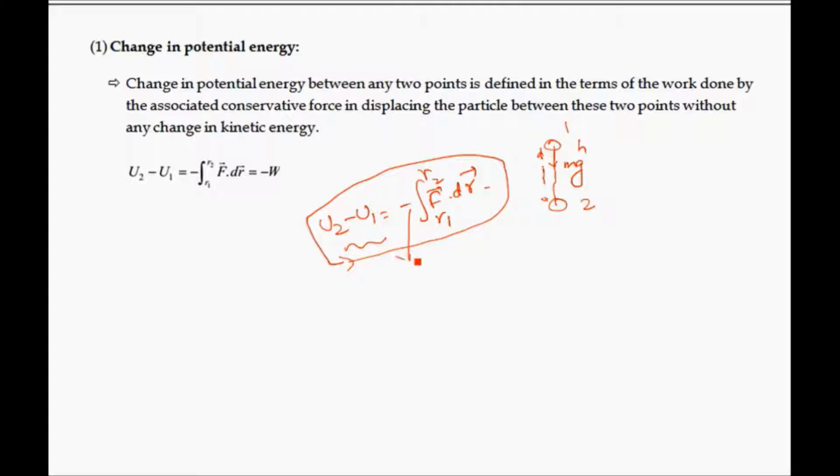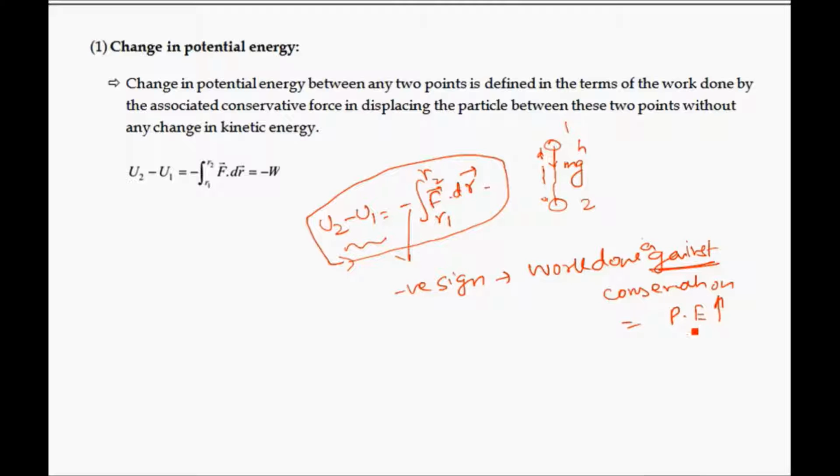So why does this negative sign come? This negative sign is there because if work is done against the conservative force, then potential energy increases. Here, if you see, we are doing work against the force, so potential energy increases, and that's why this negative sign comes. And if work is done in the direction of the conservative force, then potential energy decreases.